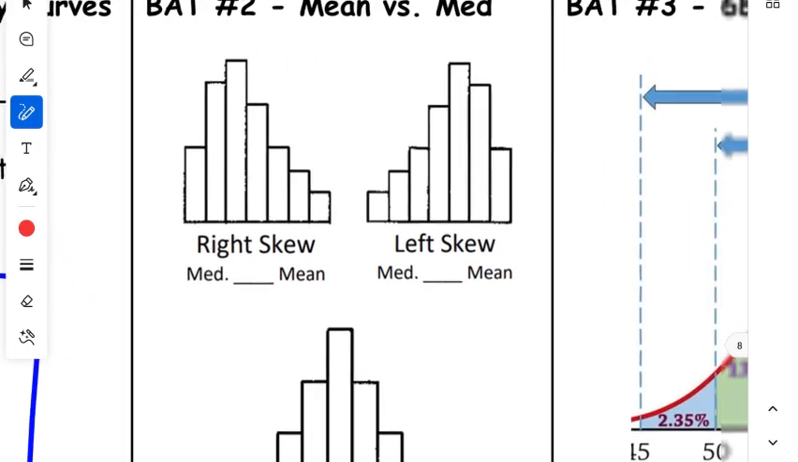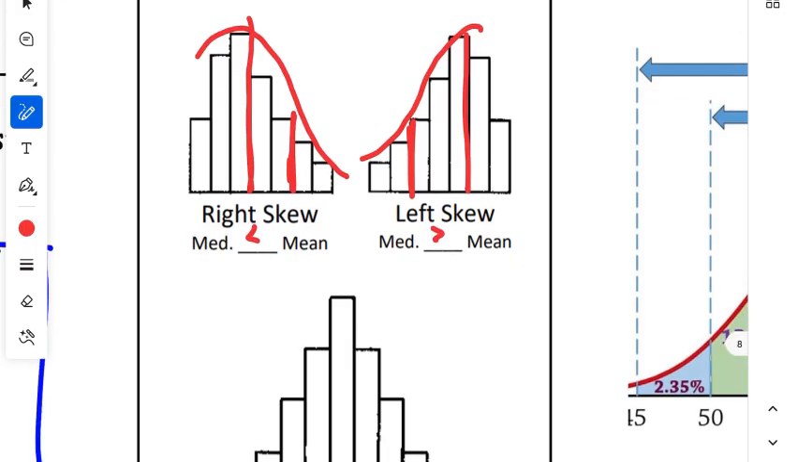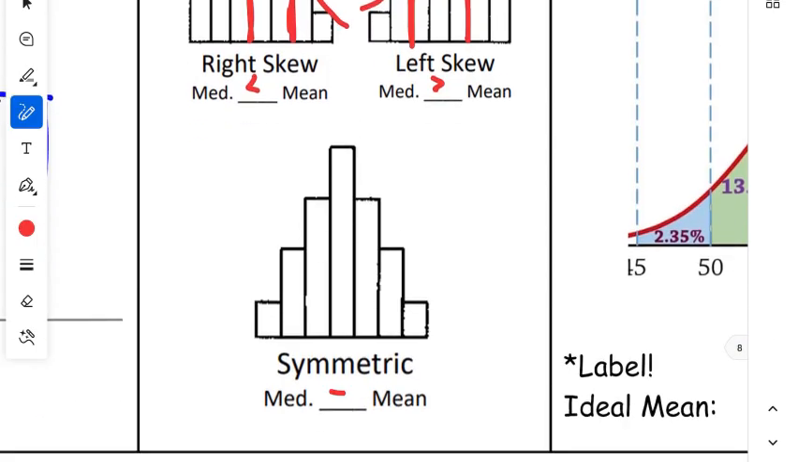Okay. So let's look at mean versus median. So right skewed. The mean is going to be on the tail. The median is going to be right in the middle. So the median is going to be less than the mean. Okay, left skewed. The mean is going to be over here. The median is going to be here. So the median is greater than the mean. Symmetric, they're approximately equal.